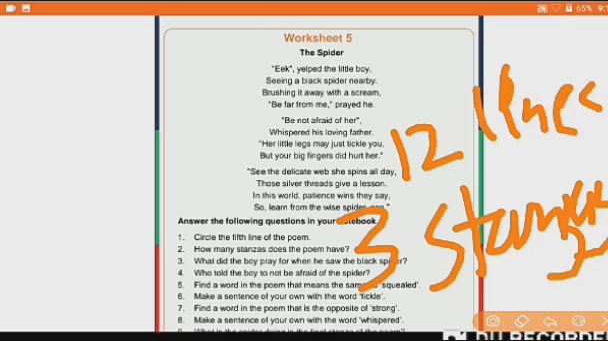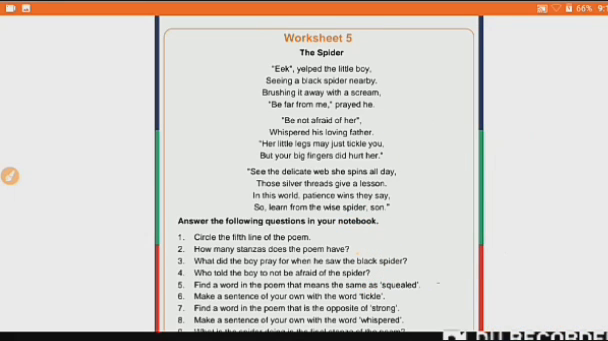हर एक स्टांजा में 4 लाइन्स है, तो हम लोग कह सकते हैं कि 4 लाइन्स के 3 स्टांजा है. ओके, सो 4 into 3, 12. So total 12 lines. Okay, so it's all about this poem, The Spider.